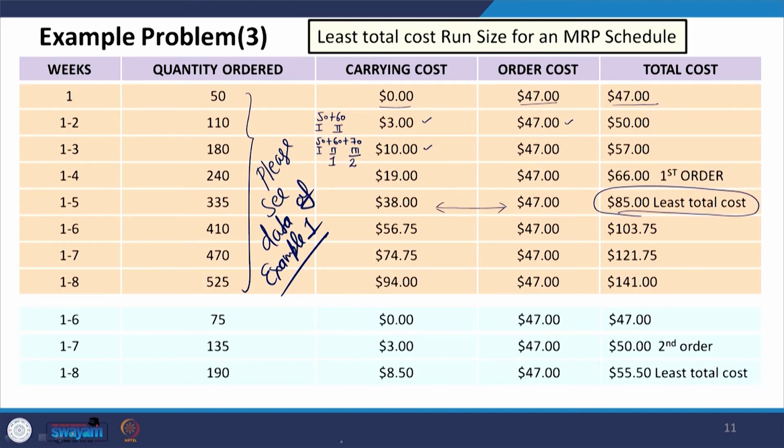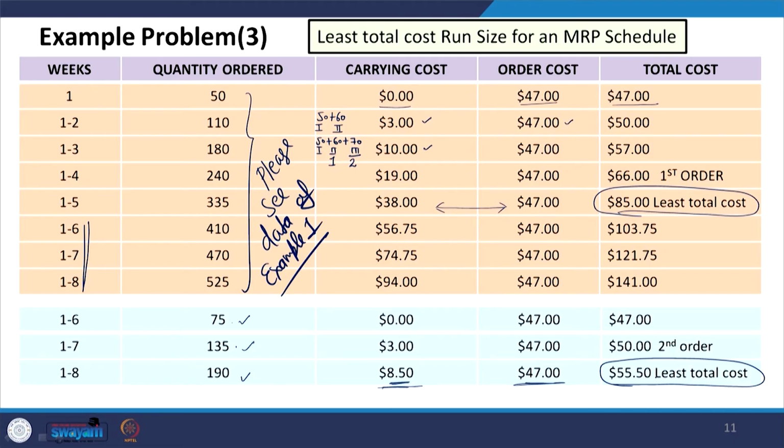So, 75, 135 and 190, because now you have to see only these 3 periods, because the least order cost is coming here. You have ordered up to the 5th period, and from the 6th onwards you have to see. So, 75 only, or 135, or 190. Again you are doing this comparison and you saw that out of 3 this is the most balanced one. So, this is the least total cost, and therefore you will order this second quantity, and this is the second order which you will place.